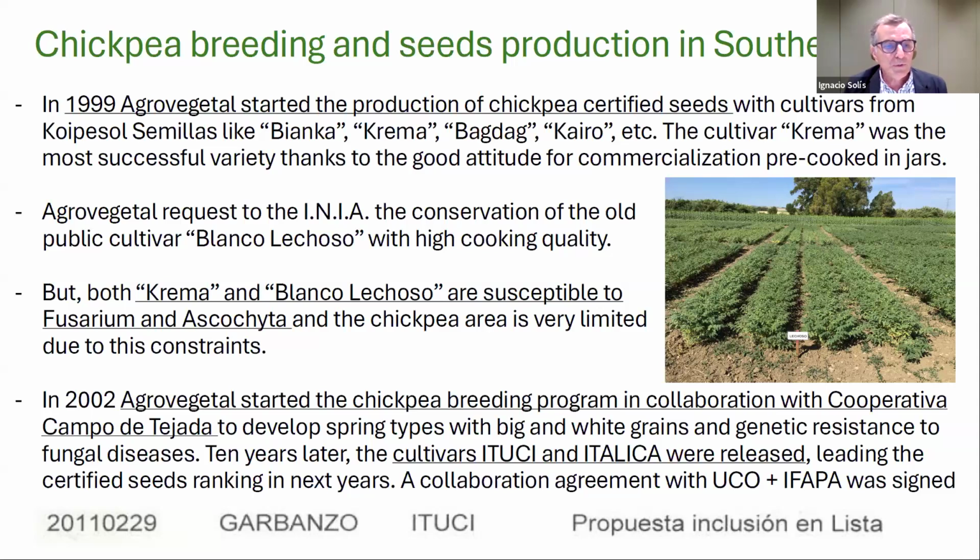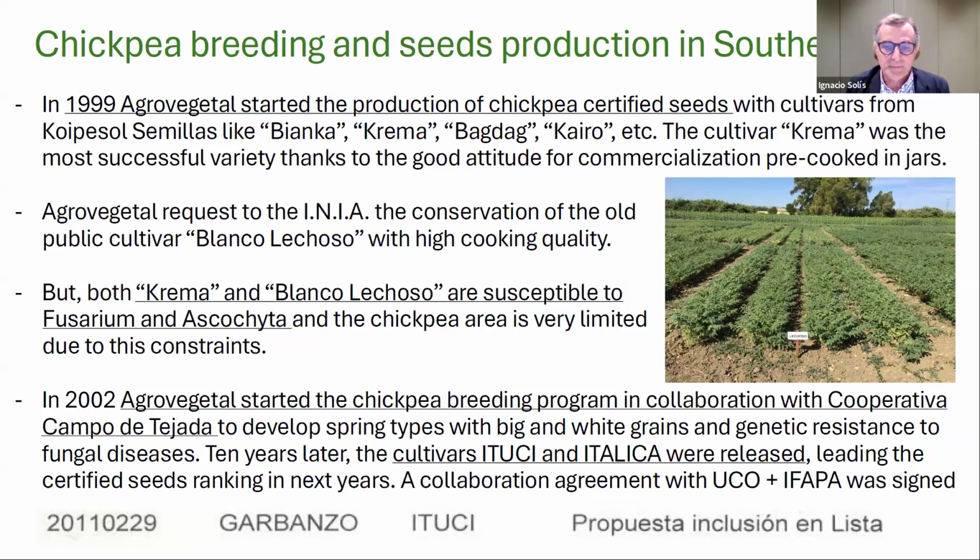In 2002, Agrovegetal decided to start a chickpea breeding program in collaboration with the cooperative Campo de Tejada to develop spring types with big and white grains and with genetic resistance to fungal diseases.